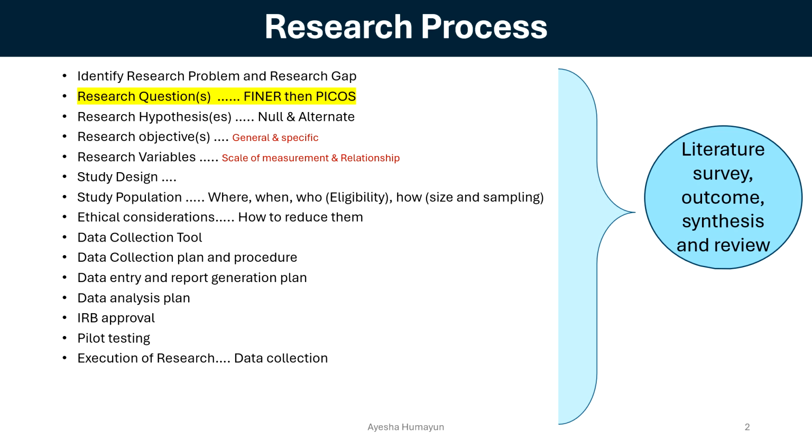Then the execution of research or data collection takes place. After the data collection, we write our thesis or the manuscript or the research report and then submit it. And there is dissemination of findings. That is the last process of the research, in which we disseminate research findings either by publishing in a peer-reviewed scientific journal or presenting an abstract, or a paper in oral presentation or in poster presentation.